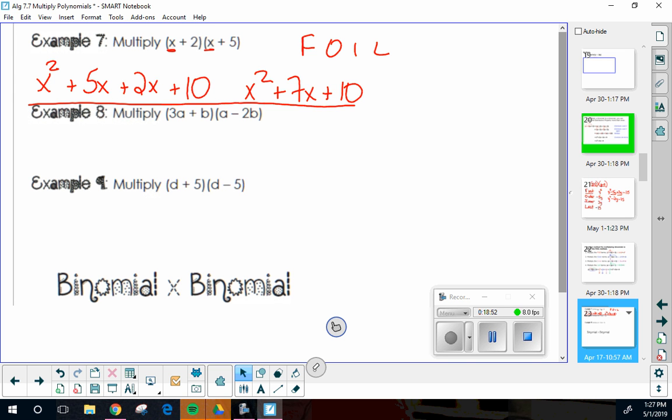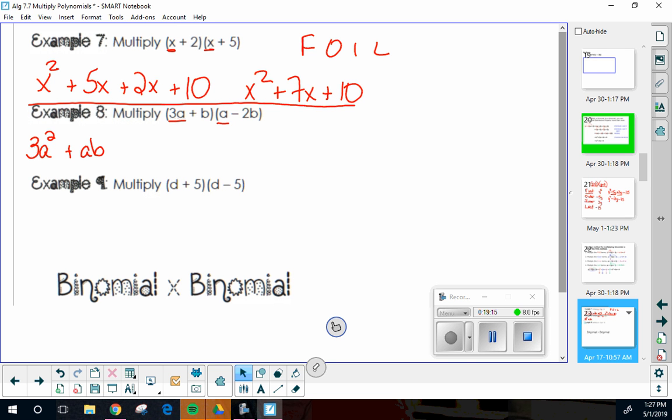Okay, same thing. For example, number 8, FOIL, front. 3a times a. What is that? 3a squared. Inner. The two terms in the inner. What is that? b and a. So that's just plus ab. That easy.